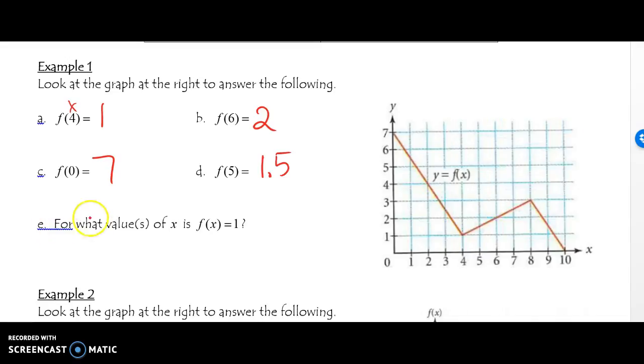Okay, the next one. For what values of x is f of x equal to 1? So remember, this is a y value. We're trying to find x. So when we look at our graph, here's where y is 1. So we have this point right here. We've got to keep going because there's another place where we have a y value of 1. So then we look down at the x value, and it would be 4. And at about 9.5.